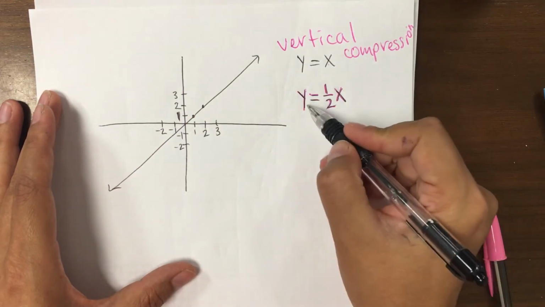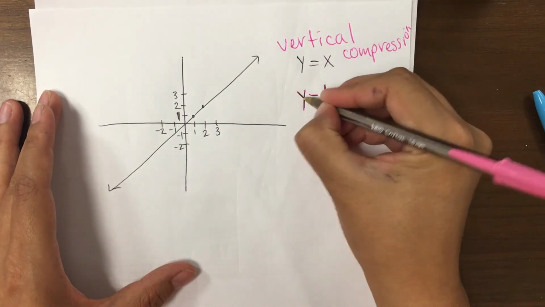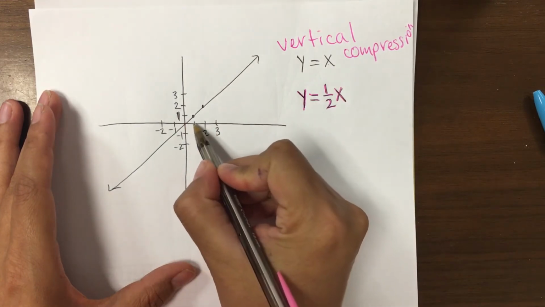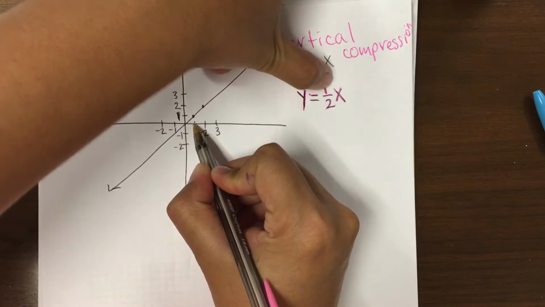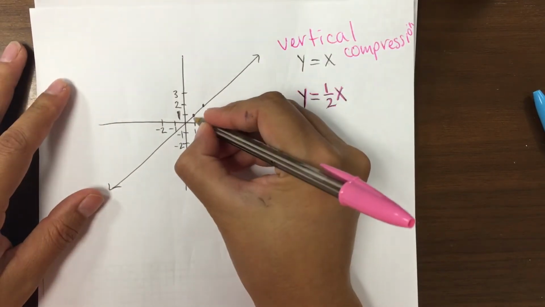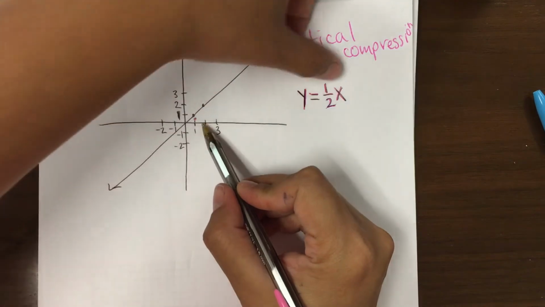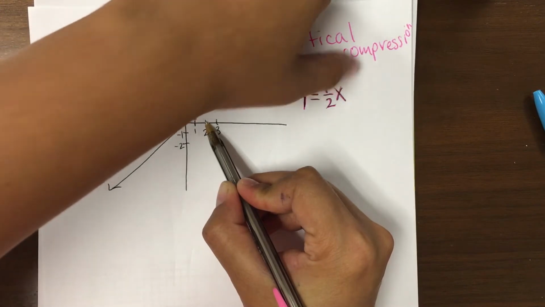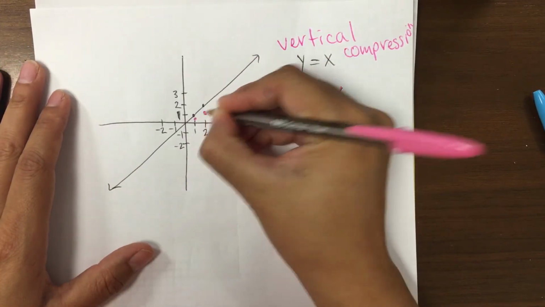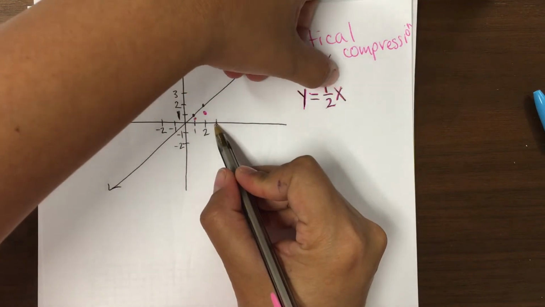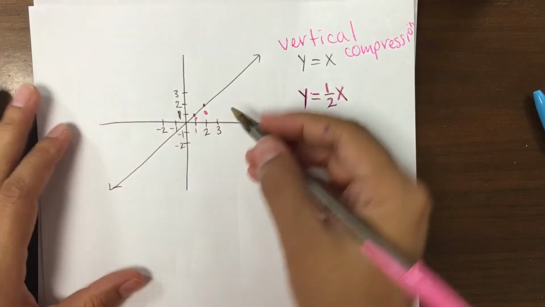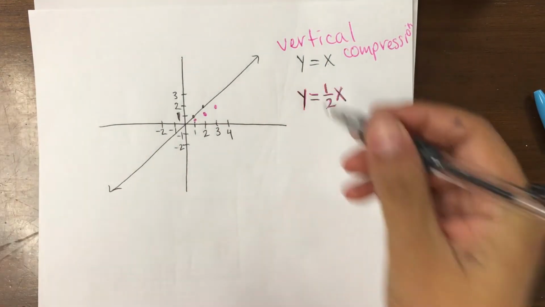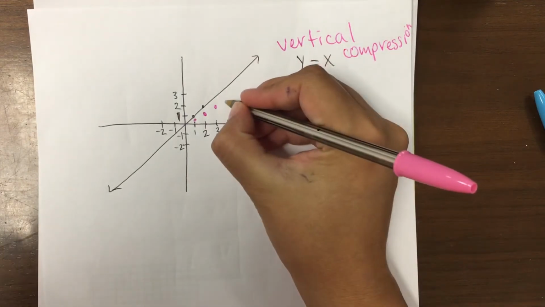But in here it says, now I want you to graph y equals 1/2 of x. So if x is 1, my y will be half of that 1, which is 1/2. If x is 2, my y will be equal to half of 2, meaning 1. If x is 3, 1/2 of 3 will be 1.5. And if x is 4, my y will be 2.